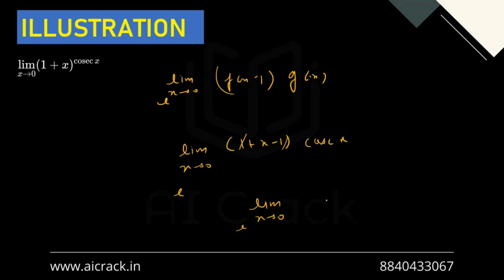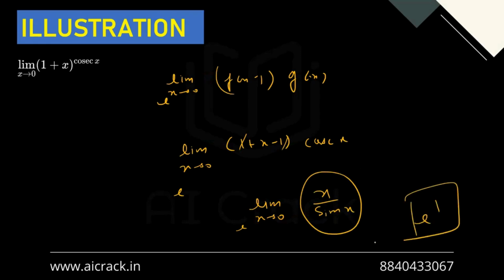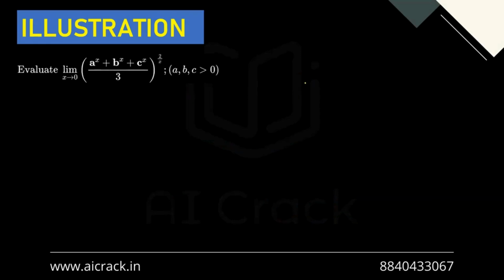We can write this as sin x, 1 by sin x, right? This becomes x by sin x. This is the standard limit, right? This is 1. So the answer is e raised power 1. Very simple. Now let's solve this question.